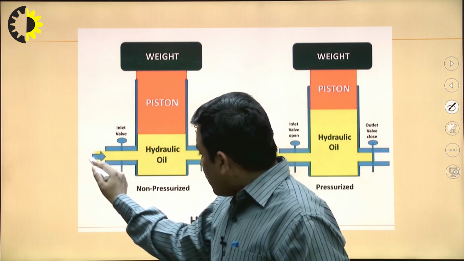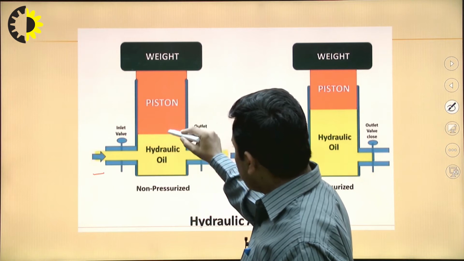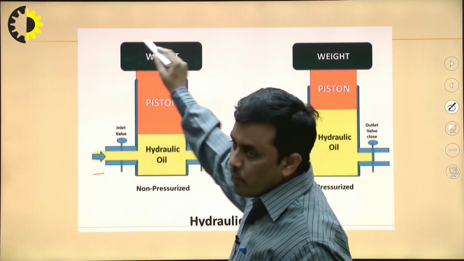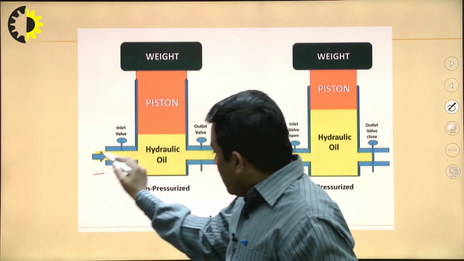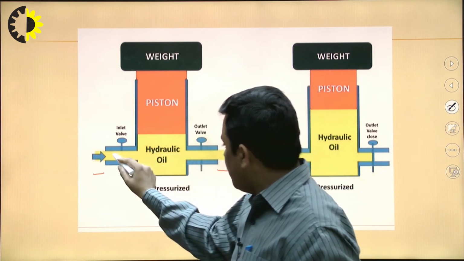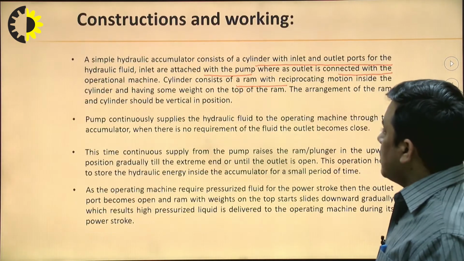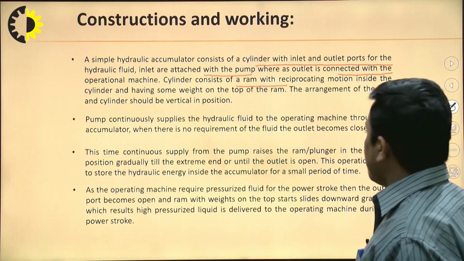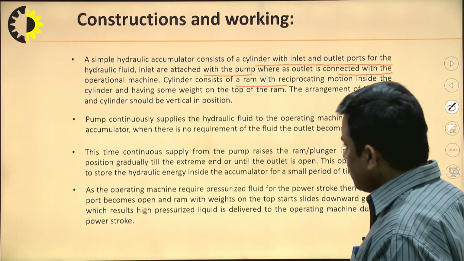When pressurized fluid is coming in, this is the ram arrangement, a piston we can say, and this piston has a heavy weight over it. The purpose of this weight will also come into the picture. When the pump is supplying directly to the machine, the pressurized fluid goes in this manner. This is the typical arrangement. The pump continuously supplies the hydraulic fluid to the operating machine through the accumulator. When there is no requirement of fluid, the outlet becomes closed.